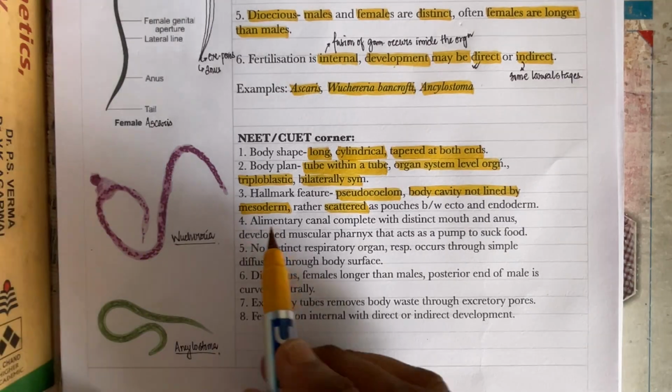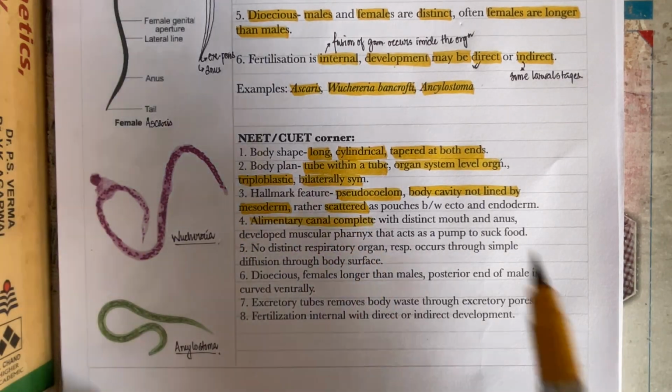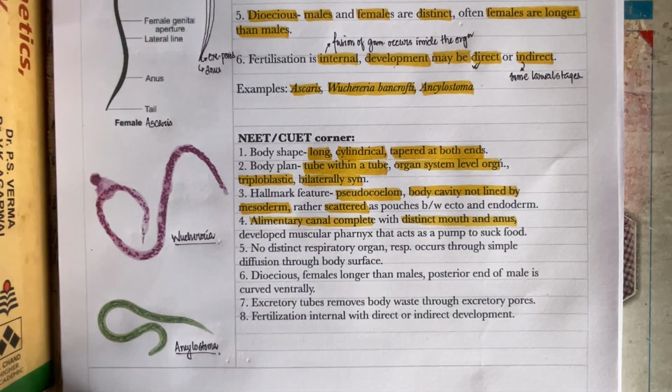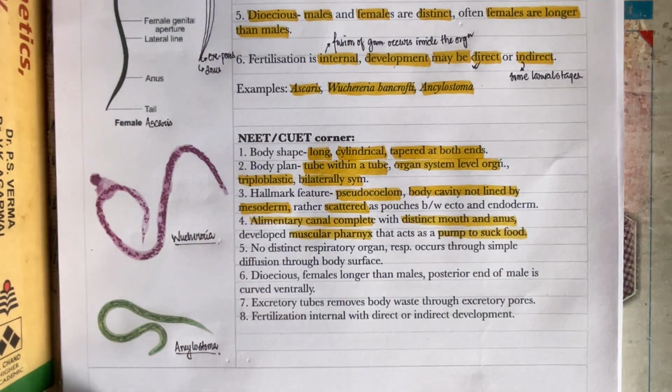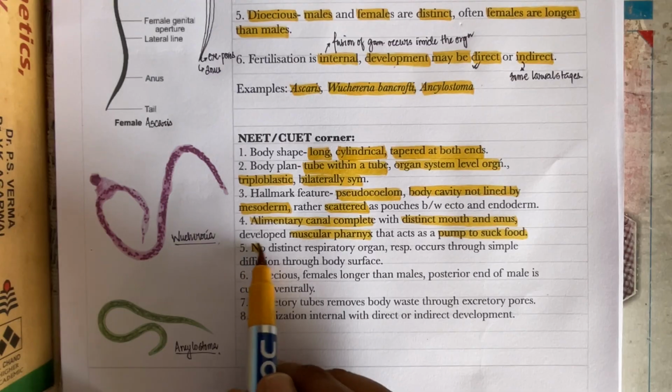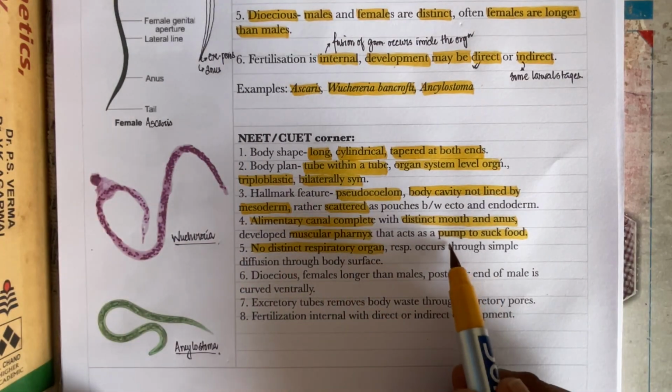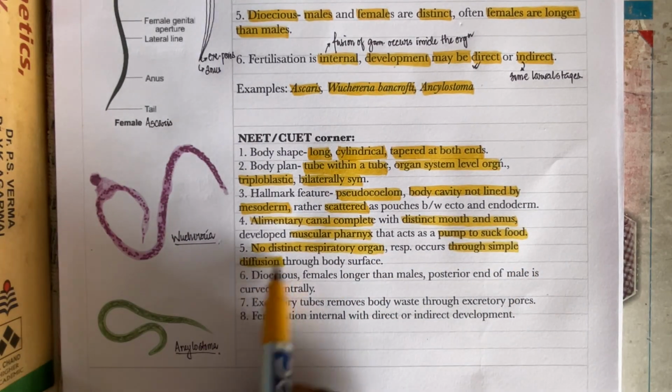Their alimentary canal is complete with a distinct mouth and anus, with a well-developed muscular pharynx that acts as a pump to suck the food. They have no distinct respiratory organ. Respiration occurs through the simple diffusion method.